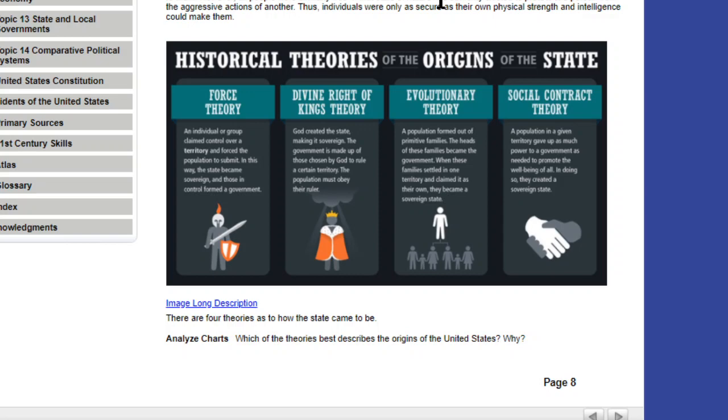And the social contract theory. A population in a given territory gave up as much power to a government as needed to promote the well-being of all. And in doing so, they created a sovereign state.